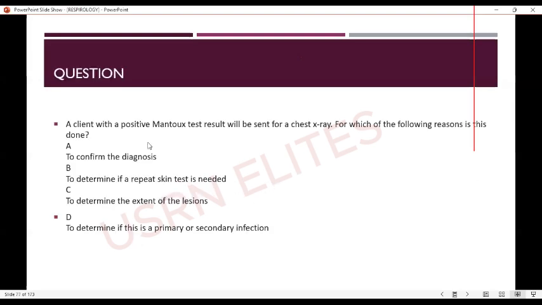Right. Next question. A client with a positive Mantoux test result will be sent for a chest X-ray. For which of the following reasons is this done? This question, please relax before you get it wrong.